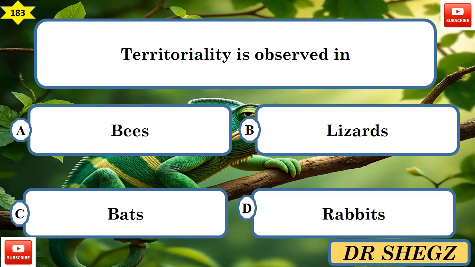Territoriality is observed in, remember, territoriality is a reproductive behavior, so it is observed in lizards. Lizards show territoriality.